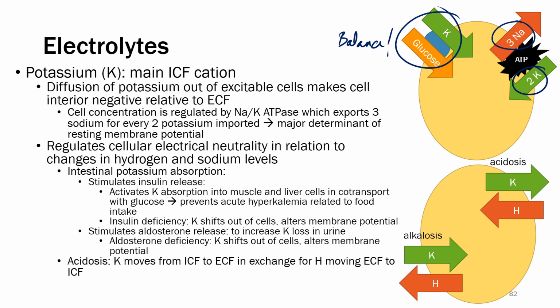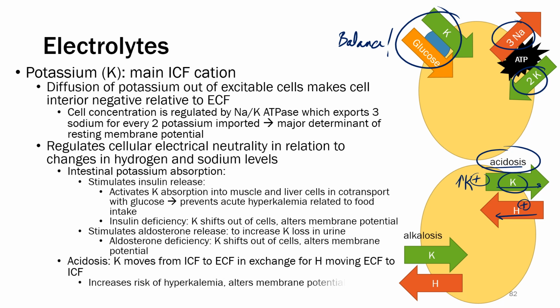In acidosis, the potassium's going to move out. Remember, potassium is high intracellularly, but potassium is a monovalent cation, and so is hydrogen. So one of the things we can do to be protective of our extracellular fluid in acidosis is push potassium out in exchange for hydrogen coming into the cell, and that gets the hydrogen out of the extracellular fluid and helps to control the acidity in the extracellular fluid. The problem is then there's a danger of hyperkalemia in the blood. So it can increase the risk of hyperkalemia and alter the membrane potential.